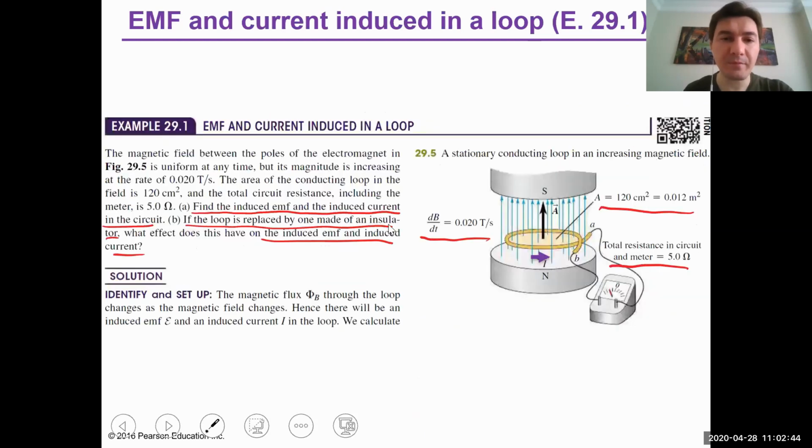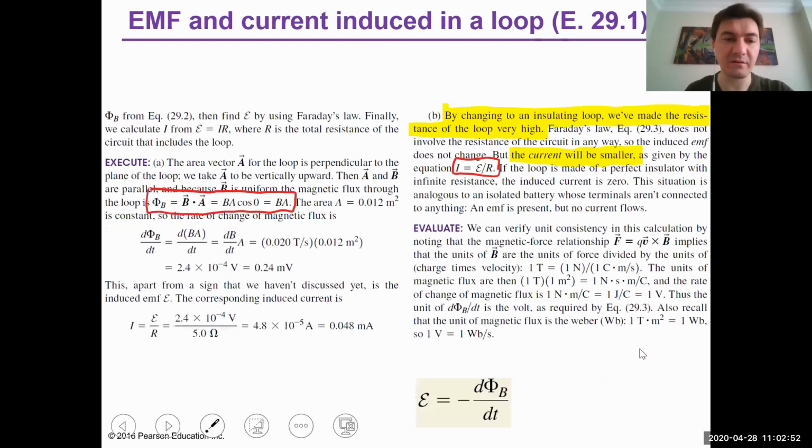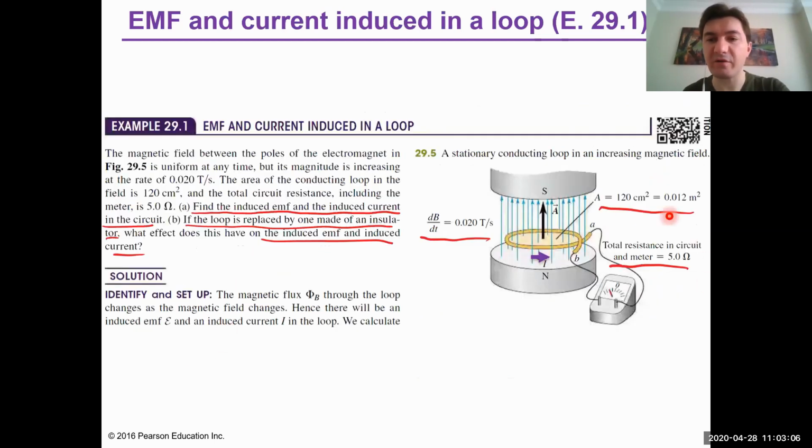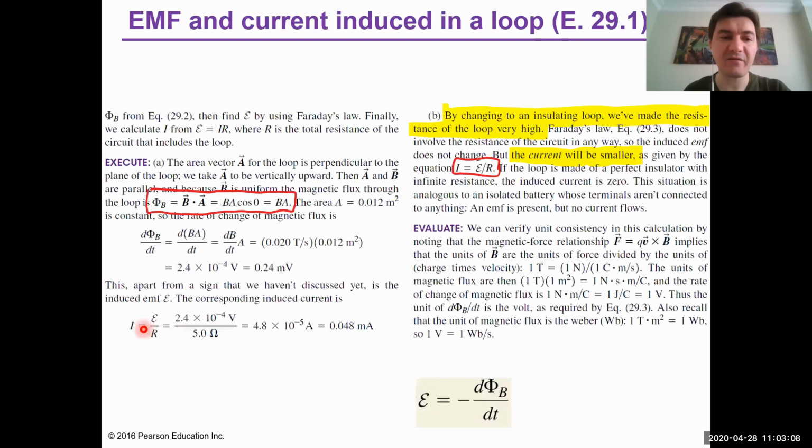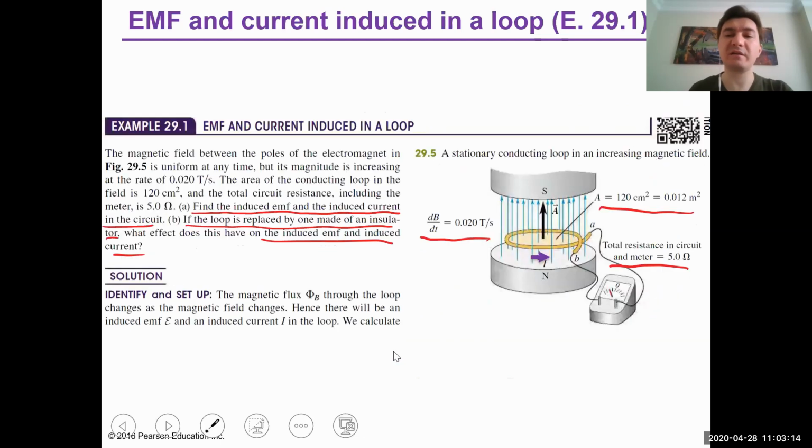And then what is the induced current in the circuit? There will be a current, and that is what the meter reads. So current is given by EMF over R. You know this one from the previous chapters. We have calculated the EMF, put it there. We know the total resistance of the system, 5 ohm, put it there. Then finally we have that current, 0.048 milliamp. In the circuit we have some induced current just by changing the magnetic field between the poles.